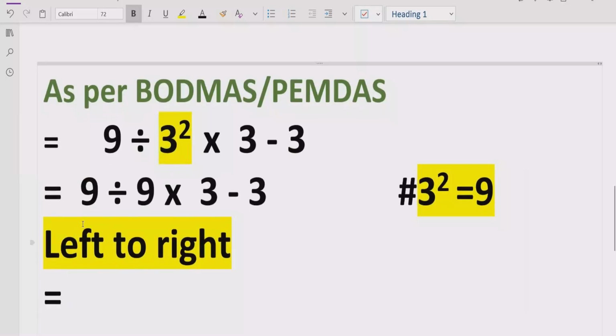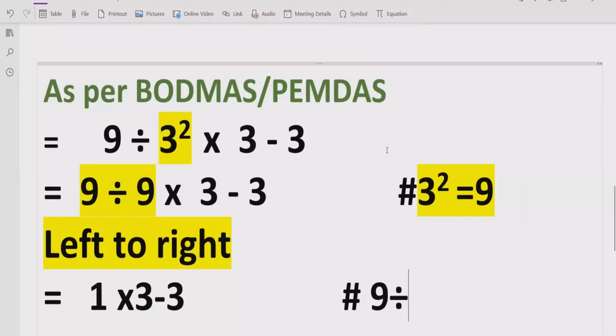So now we will go left to right and see which is coming first. Here we have the division part which is coming first. Some of the people solve the multiplication first, like when we are using PEMDAS, saying multiplication we will do first. No, it is not like that. We have to go left to right and find which operation is coming first. So here we have 9 divided by 9, which is equal to 1. And multiplied by 3 minus 3, we will write as it is. Here we will give the reference: 9 divided by 9 equals 1.